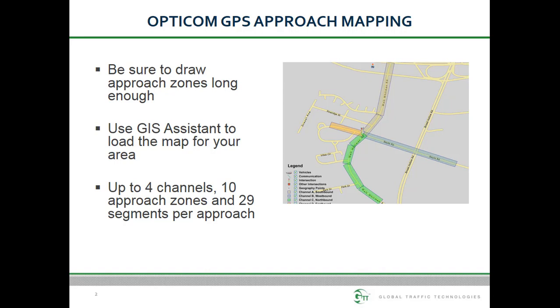In order to determine where to draw Optocom GPS approach zones, you will want to download and import GIS maps for the area that you're operating. The GIS map data video goes into more detail in preparing map data using the GIS assistant within OnSite. Optocom GPS supports up to 4 possible channels, typically 1 for each direction. There are 10 possible approach zones, each of which will need to be assigned to one of the 4 channels. Each of the approaches may have up to 29 segments to account for curves, turns, etc.